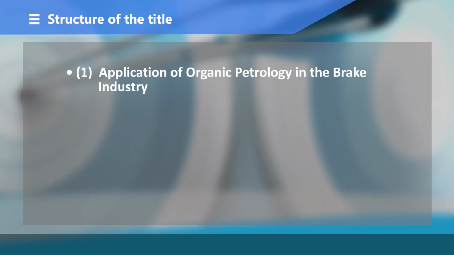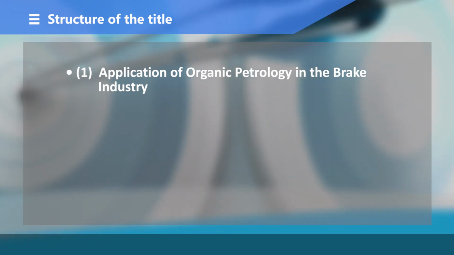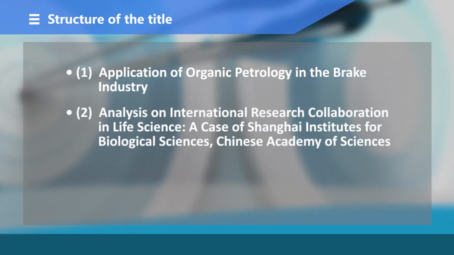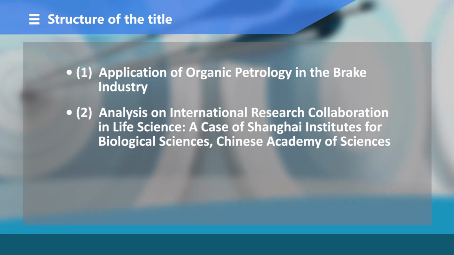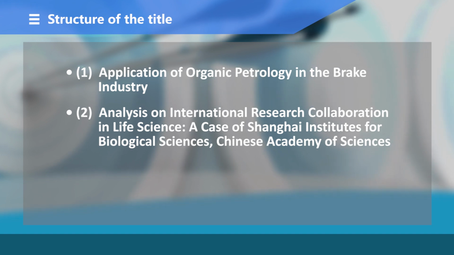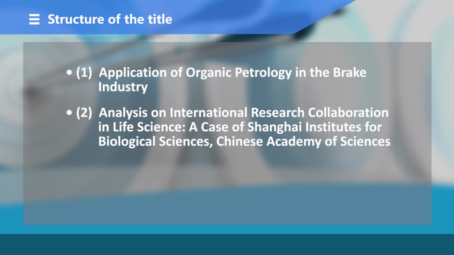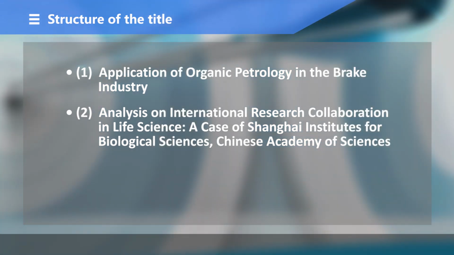复合型标题也很常见，它通常由2个3个部分组成。Please look at this title. The title consists of 2 parts. The first part, Analysis of International Research Collaboration in Life Science, states the research topic. While the second part, a case of Shanghai Institutes for Biological Sciences, Chinese Academy of Sciences, shows the object of the research.